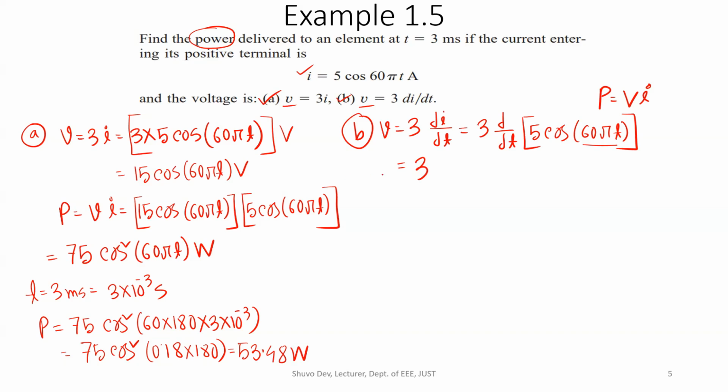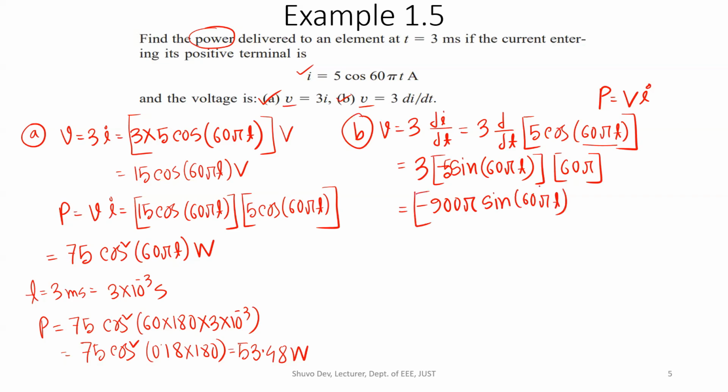So this is the basic concept of differentiation. So first of all, this will be minus sine 60 pi t, and also we have 60 pi. By differentiating this, again 60 pi t. Okay, so multiplying this we can find, so this 5 is missing, so this will be minus 5 sine 60 pi t. This will be minus 900 pi sine 60 pi t. So this is the voltage.